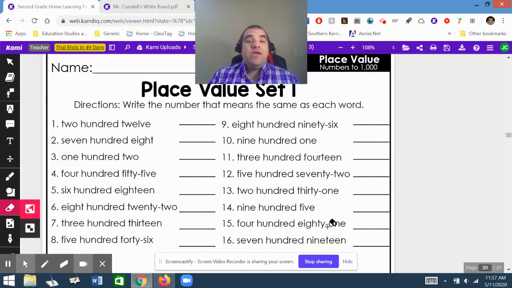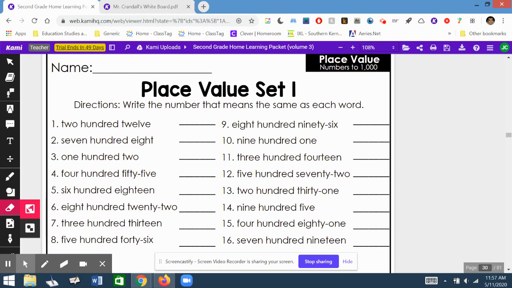Anyway, we're on place value set one. We are on a new week, week two. This is page one, day one of week two of our packet, and we're going to be working on place value. Now, before we start, quick review on place value.